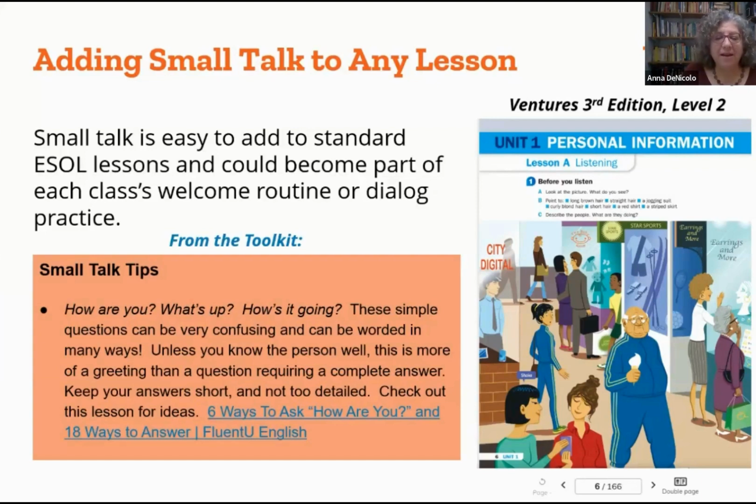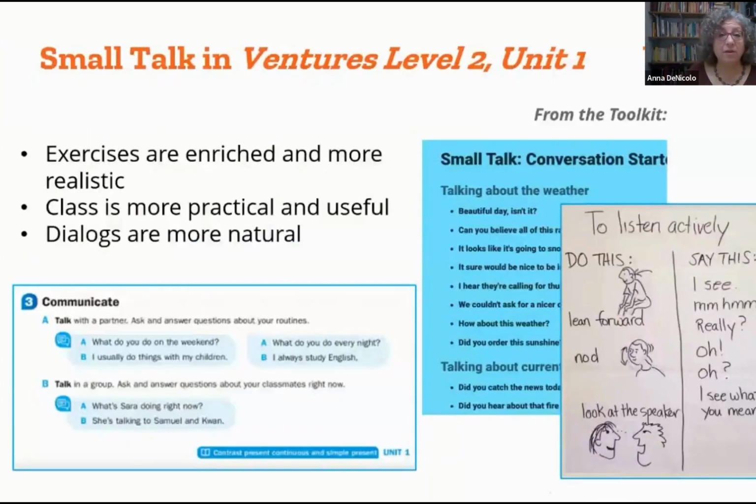The toolkit provides a hyperlink to an exercise that you could include in your class, or students could do independently, specifically on 6 ways to ask, how are you? This could be incorporated at the start of that unit, or as we can see here, as the unit continues, after some listening comprehension exercises, there is a partner exercise. The learners are asked to talk with a partner and ask each other, what do you do on the weekend?